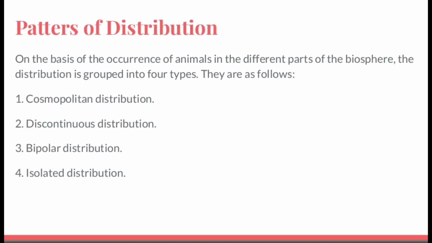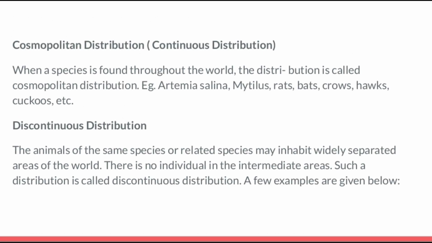Patterns of distribution. On the basis of the occurrence of animals in the different parts of biosphere, the distribution is grouped into four types: cosmopolitan distribution, discontinuous distribution, bipolar distribution, and isolated distribution. Cosmopolitan distribution. When a species is found throughout the world, the distribution is called cosmopolitan distribution. Example: Artemia salina, Mytilus, rats, bats, crows, hawks, cuckoos, etc.